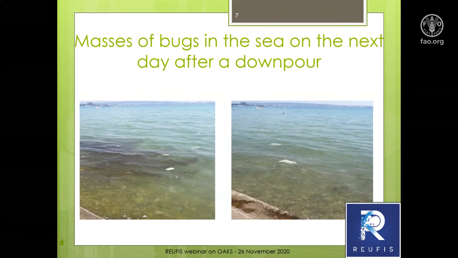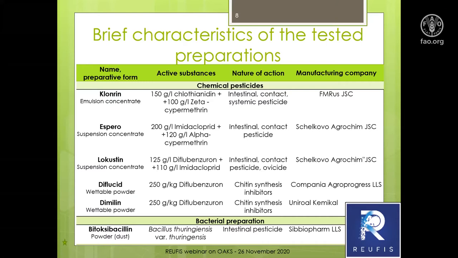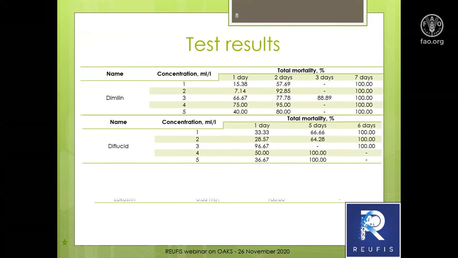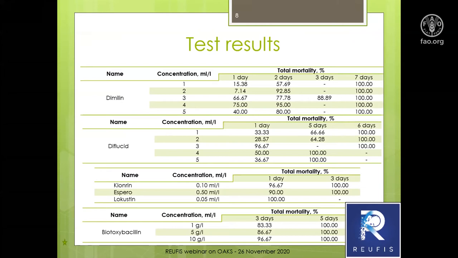So we tested several chemical and bacterial pesticides and obtained data showing their prospects for use against Corythucha arcuata. The work was carried out in 2017 and 2018 in the Gelendzhik forestry of the Krasnodar Krai on the oak Quercus robur. The results obtained from the test showed that clonrin, locustin, and aspera provide rapid and reliable destruction of bugs. Bacterial preparations act more slowly. Demelin and deflucid tests have been carried out repeatedly. The results are still being analyzed.